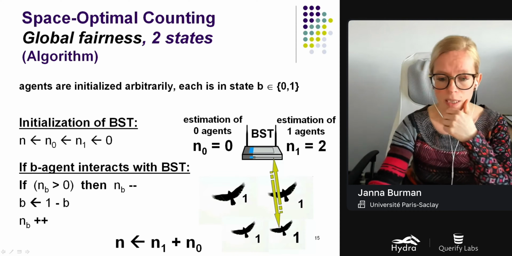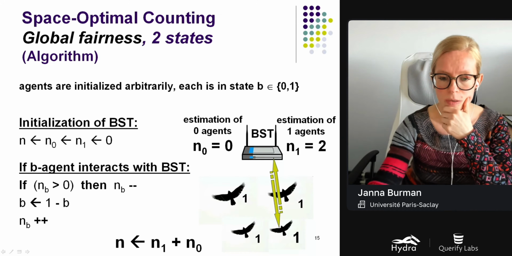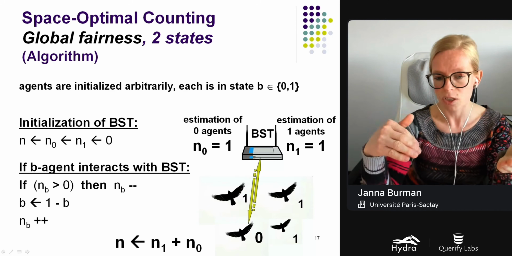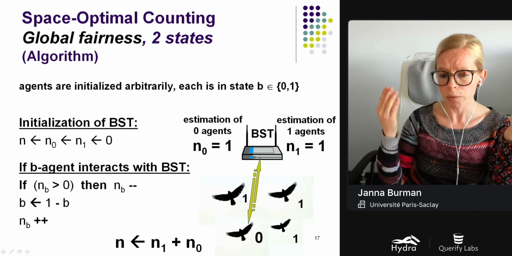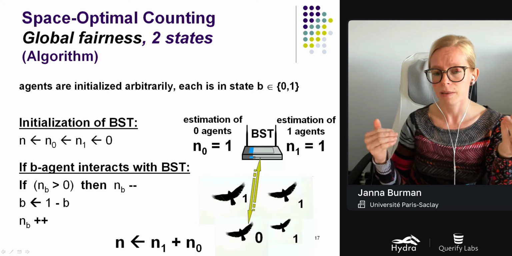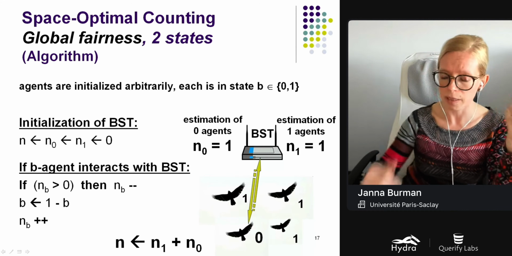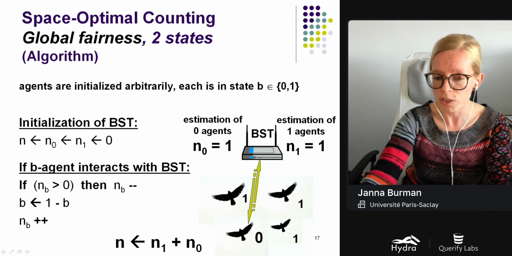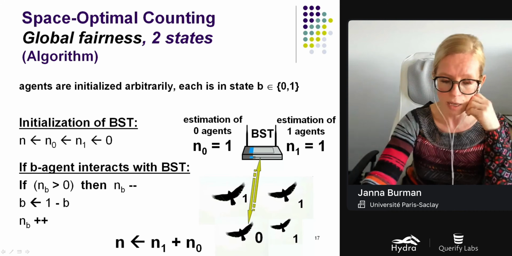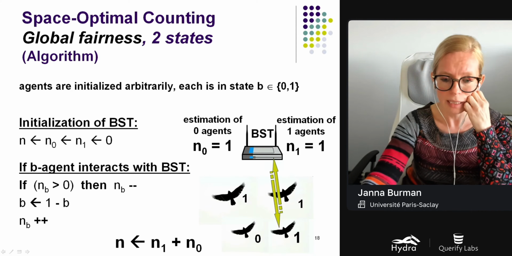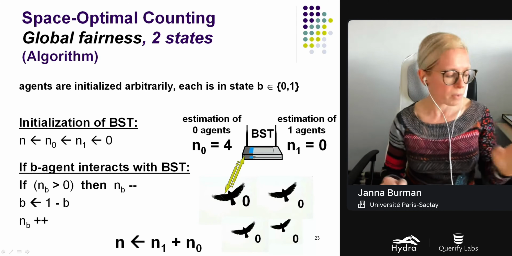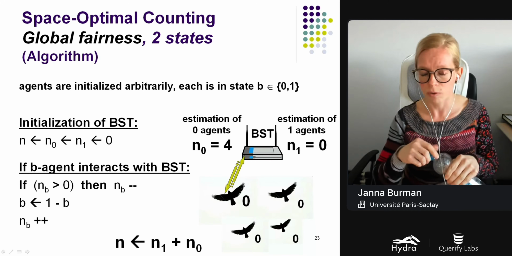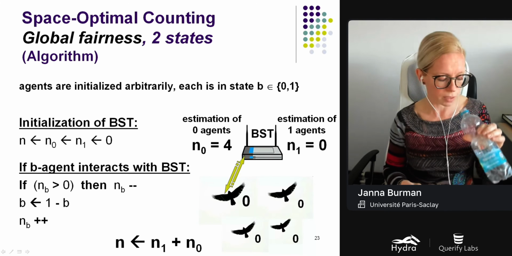Now we have only 1 agent, and what we will do is we will decrement each time we flip the state of the agent. We decrement the n1 counter and we increment the n0 because we now have more 0 agents. Okay, this is the reason behind it. I continue like this, and now we got a correct count. But yes, this is just an example of why the protocol is correct for any possible execution.